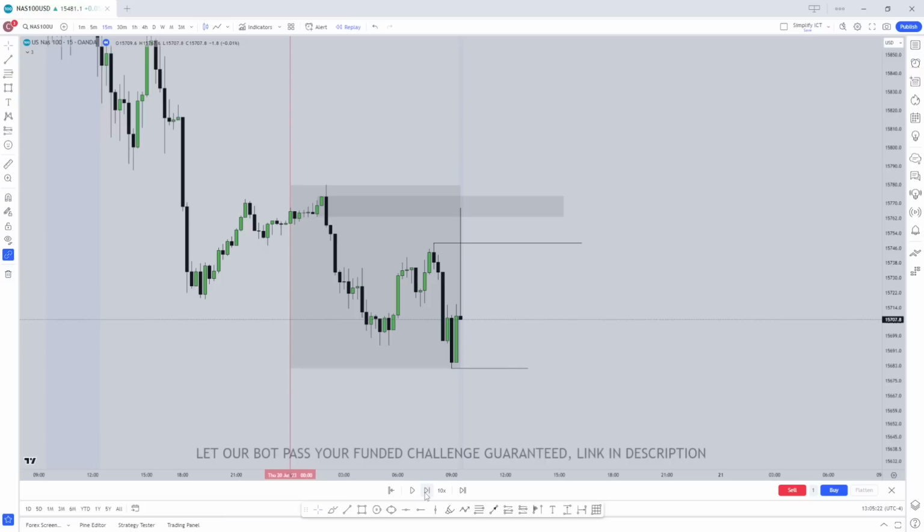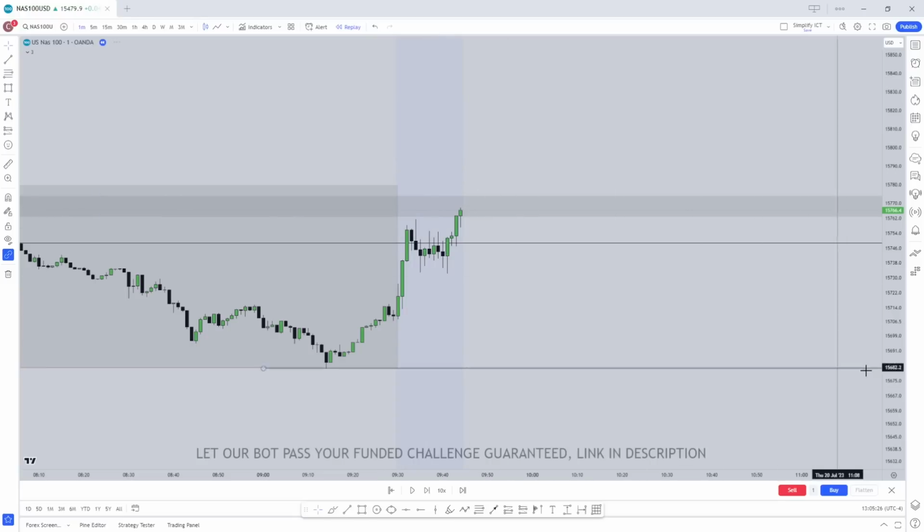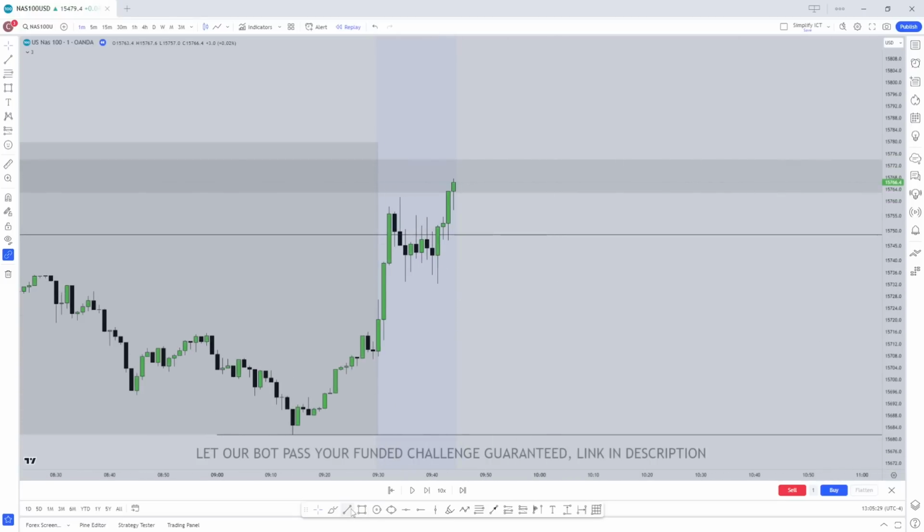So all we do is let price play out. Price has tapped into our area, and all we do is scale down to the 1 minute time frame and just look for that same confirmation again. As you can see, liquidity was swept over here. Let's see what happens now.